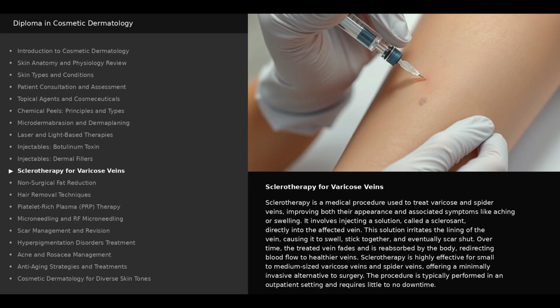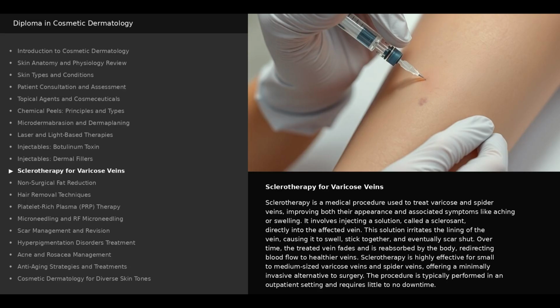Sclerotherapy for varicose veins. Sclerotherapy is a medical procedure used to treat varicose and spider veins, improving both their appearance and associated symptoms like aching or swelling. It involves injecting a solution called a sclerosant directly into the affected vein. This solution irritates the lining of the vein, causing it to swell, stick together, and eventually scar shut. Over time, the treated vein fades and is reabsorbed by the body, redirecting blood flow to healthier veins.